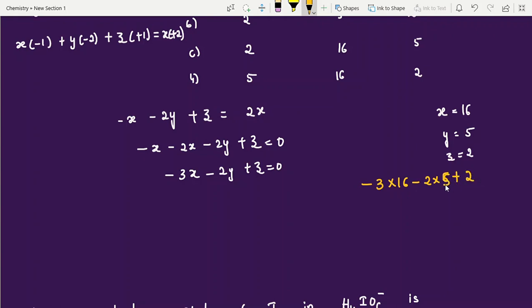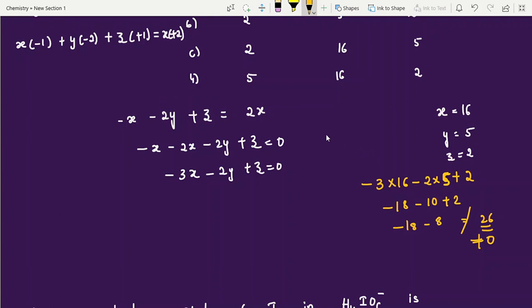2 into 5. So can you calculate this one? Minus 18 minus 10 plus 2. Minus 18, and what about this one? 10 minus 10 plus 2, minus 8. Minus into minus plus, you are getting 26 as the answer. Is it equal to 0? Not equal to 0. So it is not your correct option.